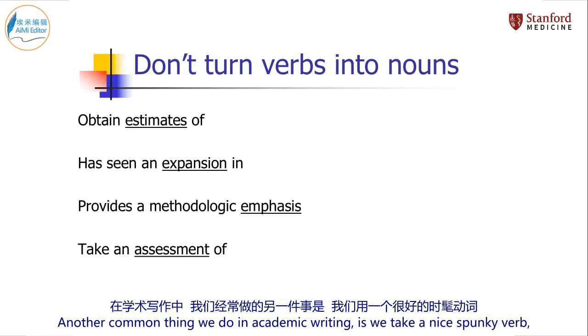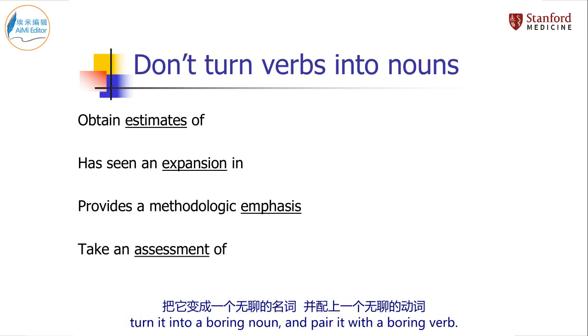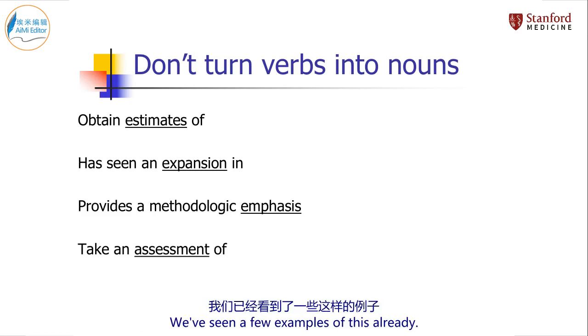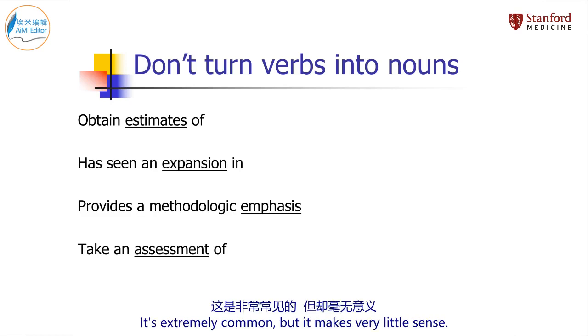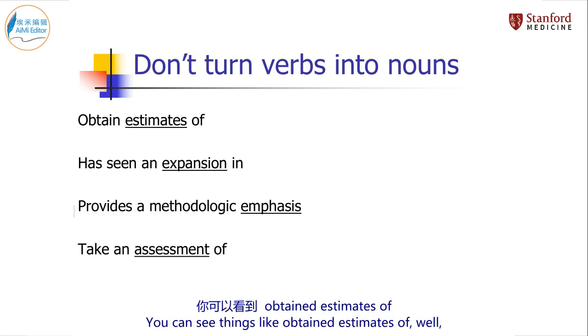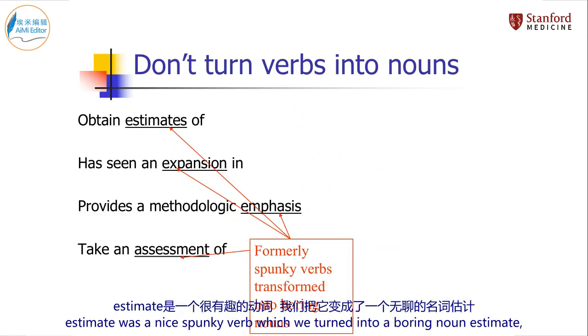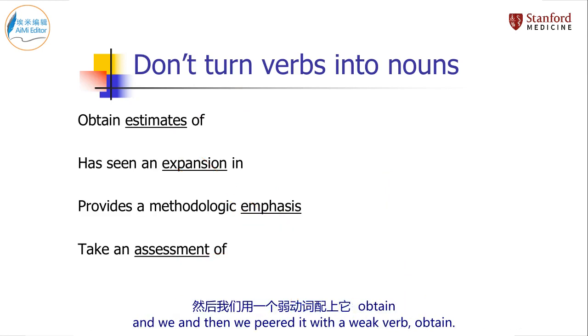Another common thing we do in academic writing is we take a nice spunky verb, turn it into a boring noun, and pair it with a boring verb. We've seen a few examples of this already. Now, don't ask me why we do this. It's extremely common, but it makes very little sense. You can see things like obtain estimates of. Well, estimate was a nice spunky verb, which we turned into a boring noun, estimate, and then we paired it with a weak verb, obtain.